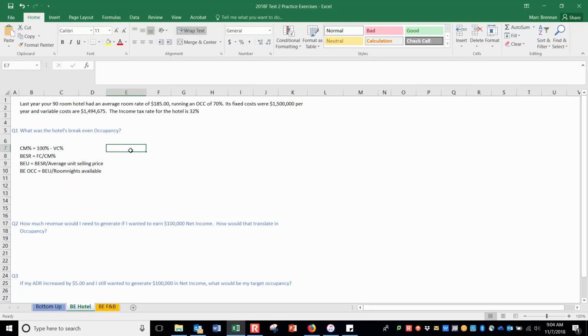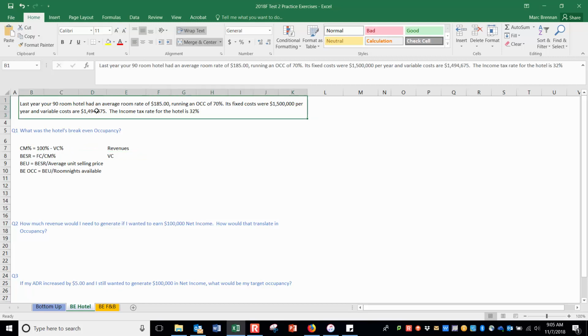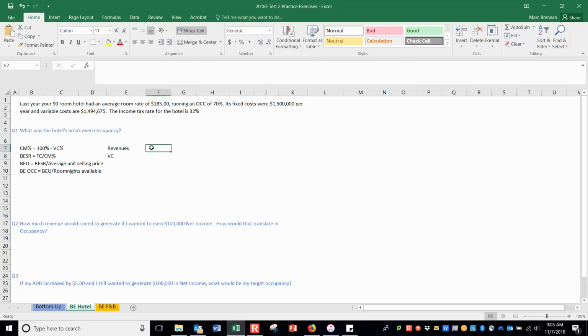So let's start off with how much revenues we had last year. We're going to find this out and you're going to figure out why in a second. So, revenues for last year. And then we need to find out a variable cost percentage, because 100% minus variable cost percentage is our contribution margin percent. We don't have a variable cost percent here. We only have variable costs from last year. And we can also find out our average daily rate from last year doing a bit of math.